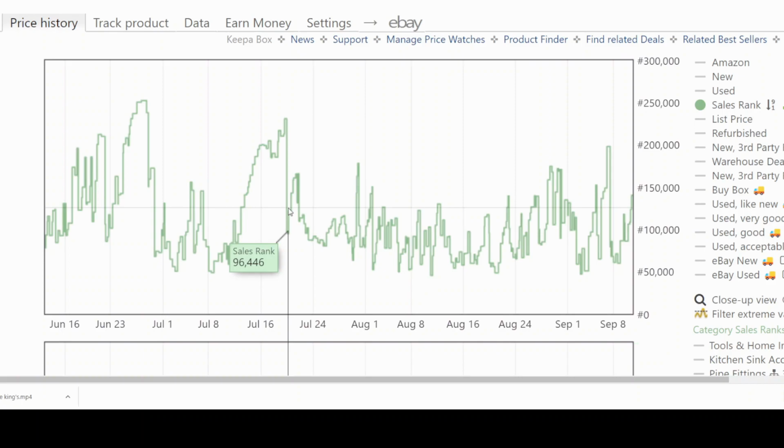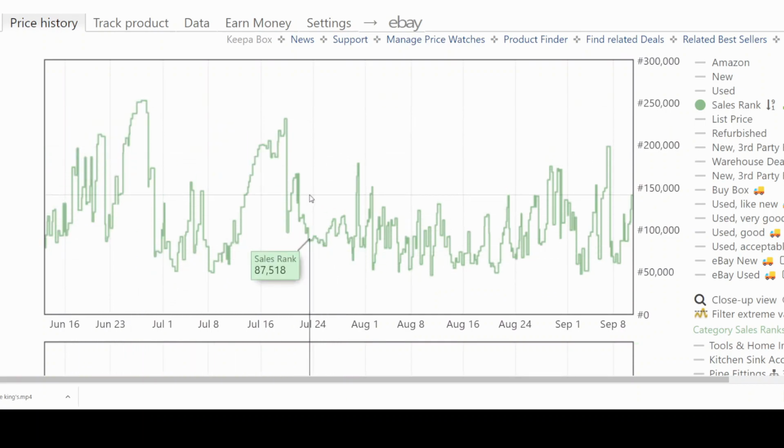But what you want to look at when you're looking at a Keepa graph is steady sales. And although there's a peak here and a peak here where this item was not selling as fast, over the course of this 3-month time, you can see that it is selling, even though it's selling faster in this period here between like August 1st and August 16th. This is selling faster. It is still selling in this area over here.